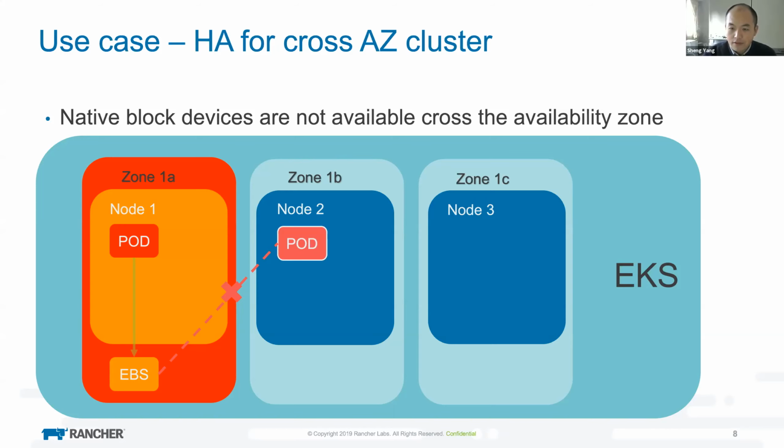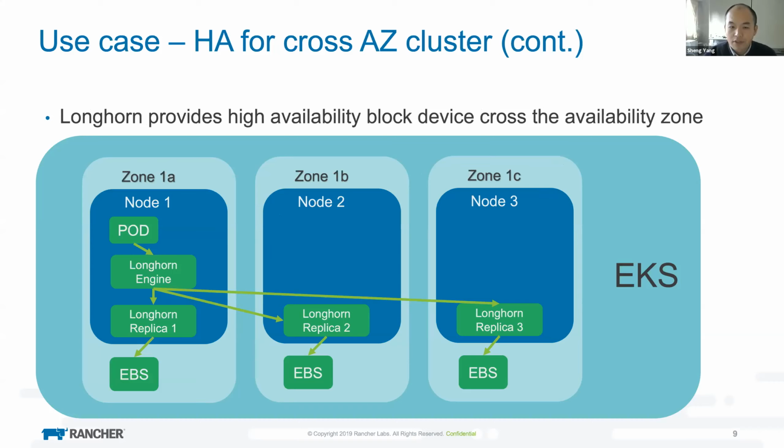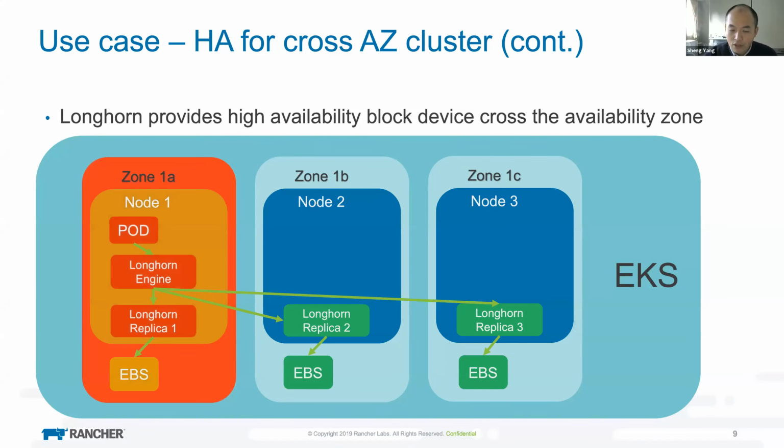But with Longhorn, things become different. The diagram becomes a little more complicated because we have Longhorn in the middle, acting as a middleman between the pod and the EBS volume. Different Longhorn replicas are using different EBS volumes residing in different availability zones. We still have replicas supporting the Longhorn engine, and the Longhorn engine provides the persistent volume to the pod. In this case, if zone 1A goes down, the EBS volume in zone 1A goes down with it as well.